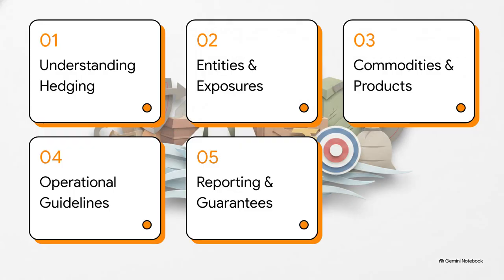We'll start with Section 1, Understanding Overseas Risk Hedging. Then, Section 2, Eligible Entities and Exposures. Next is Section 3, Approved Commodities and Products. Then we hit Section 4, Key Operational Guidelines. And finally, Section 5, Guarantees and Mandatory Reporting.